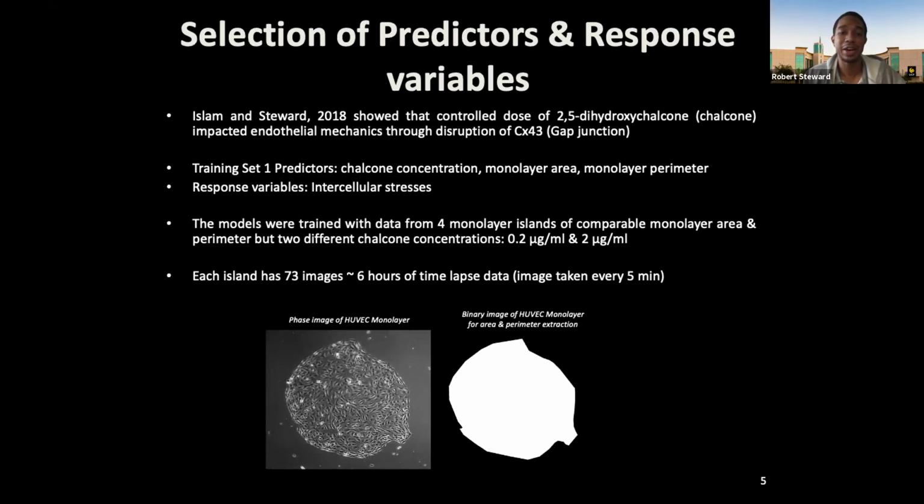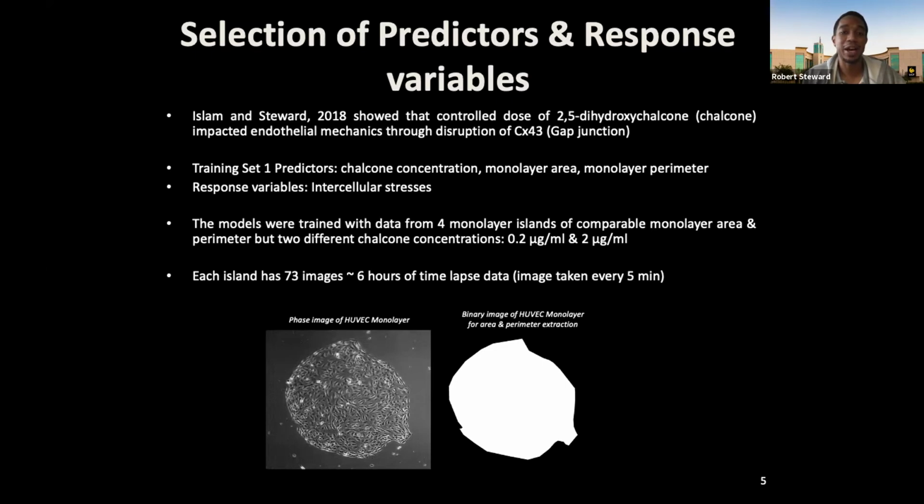And the idea is that, well, with these simple inputs, right? Because the question was, can we take an image of a monolayer and put in a drug concentration, and will that tell us whether the forces increase or decrease, for example, here? So at the bottom, we have a typical image that we get. We have a phase image of an endothelial monolayer, and essentially we turn it into a binary image, and we can extract area and perimeter, and we can put in a drug concentration, okay?